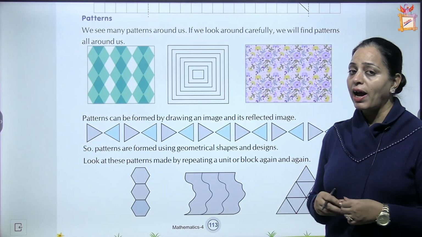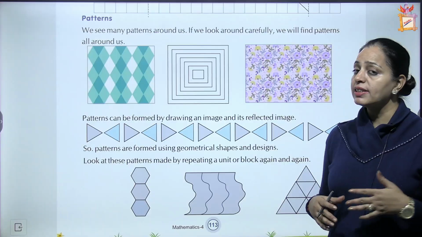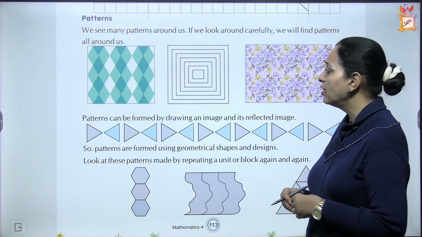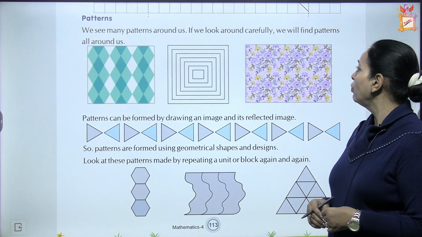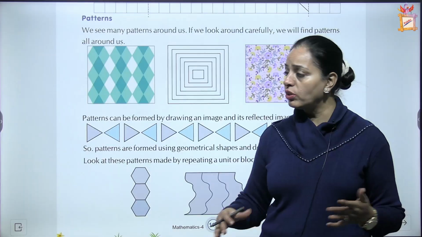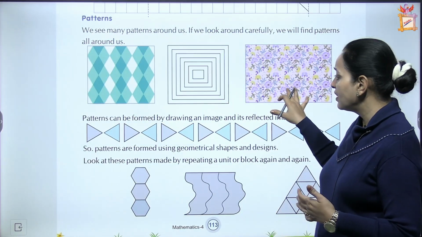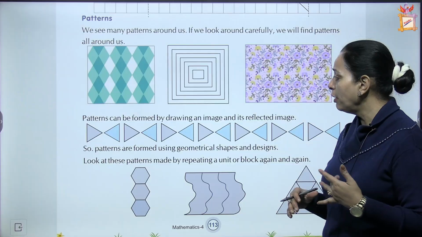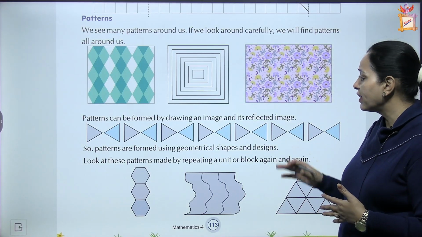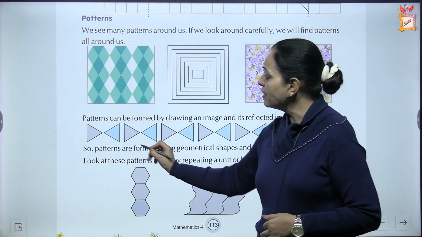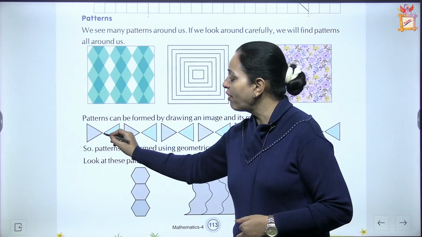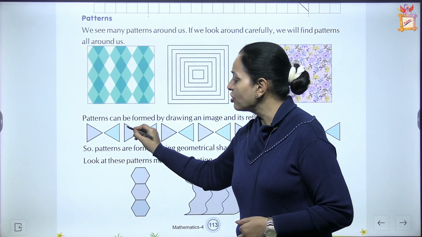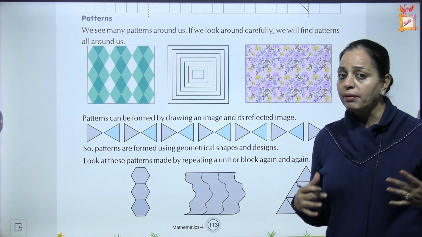Now we are talking about patterns. We see many patterns, means designs, around us. If we look around carefully, we will find patterns all around us like this, right? So patterns can be formed by drawing an image and its reflected image. We can take designs like this also, like this is a triangle and its reflection. So this is forming a pattern.